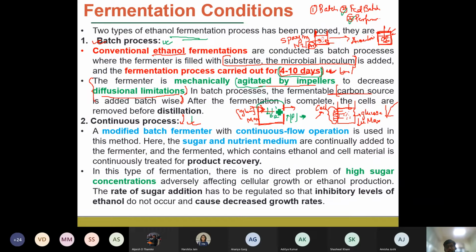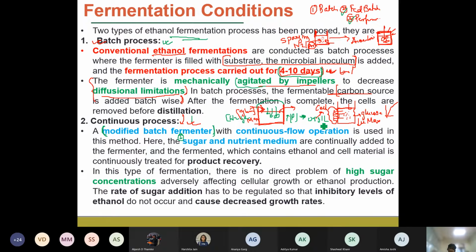So what are the modifications? Generally a modified batch fermenter is used, modified in such a way that it makes the batch process suitable for the production. The first step is to make sure that the sugar concentration or the nutrient concentration is fixed within the fermenter. For example, suppose the glucose threshold concentration is around 1 gram per liter, and the product concentration is, for example, 0.5 gram per liter.